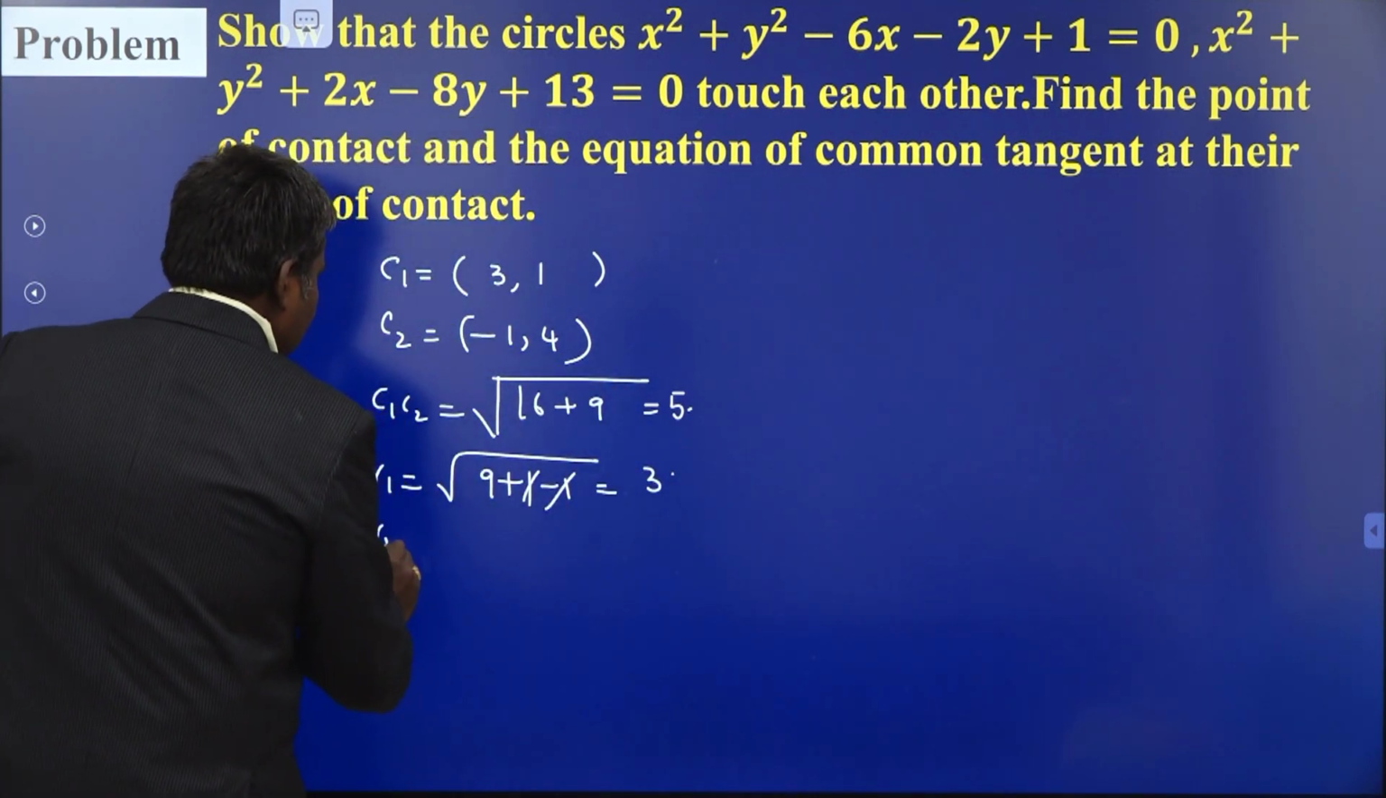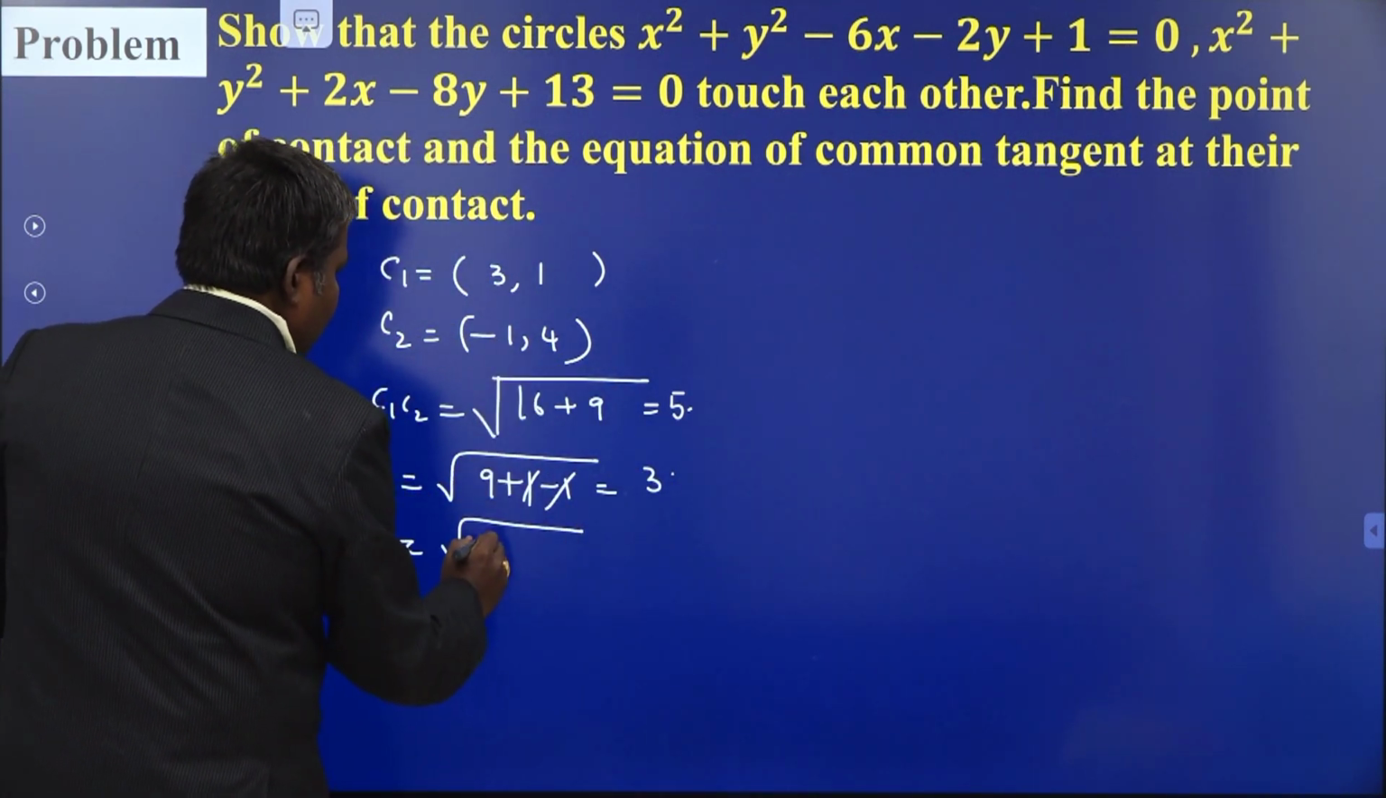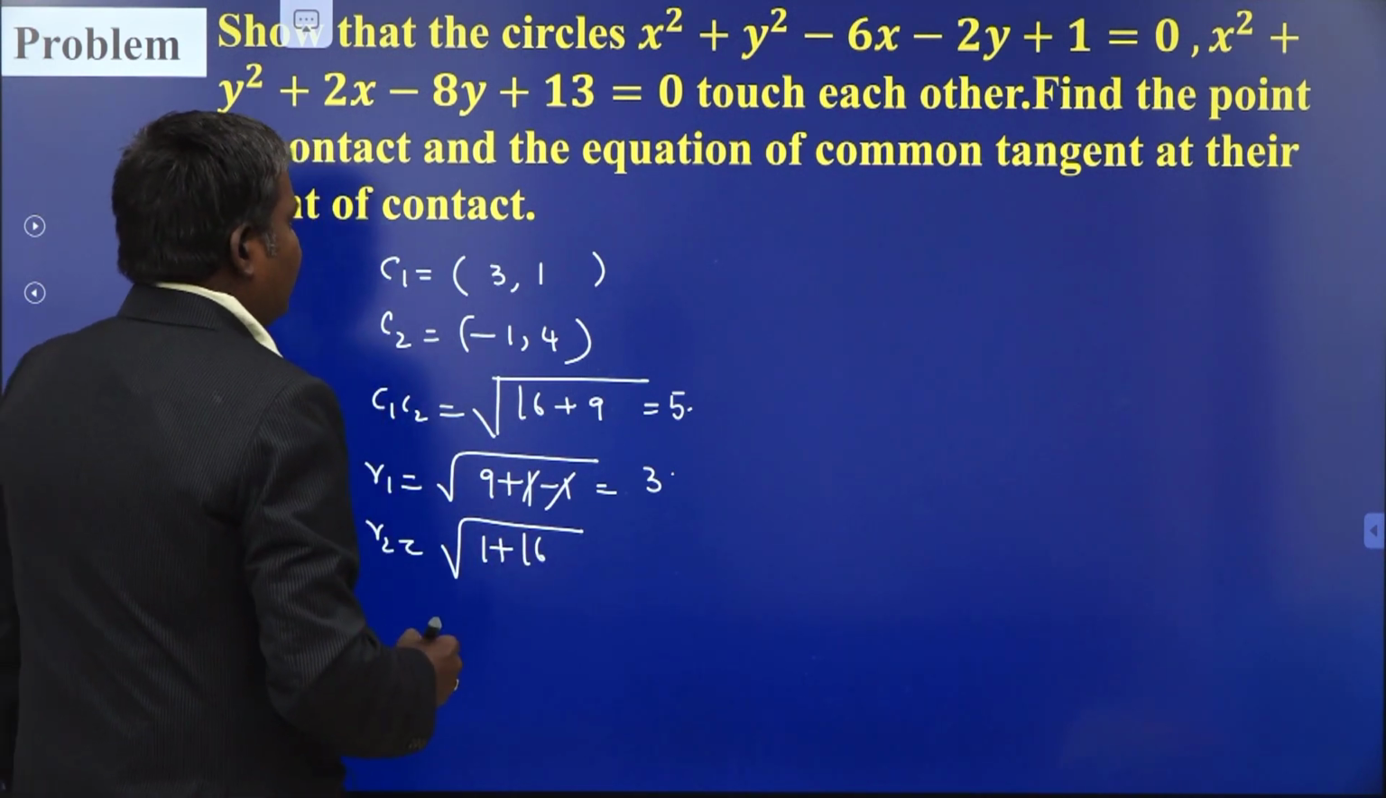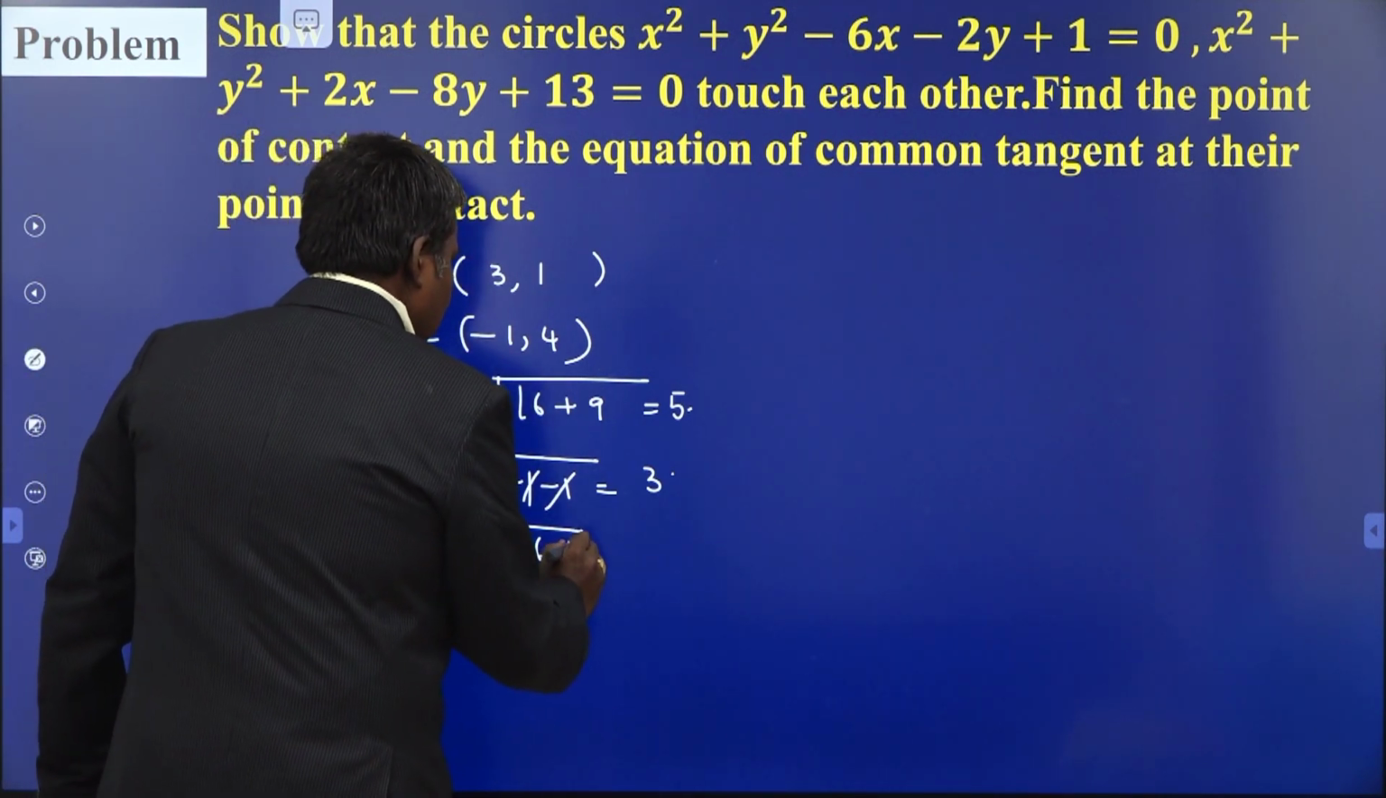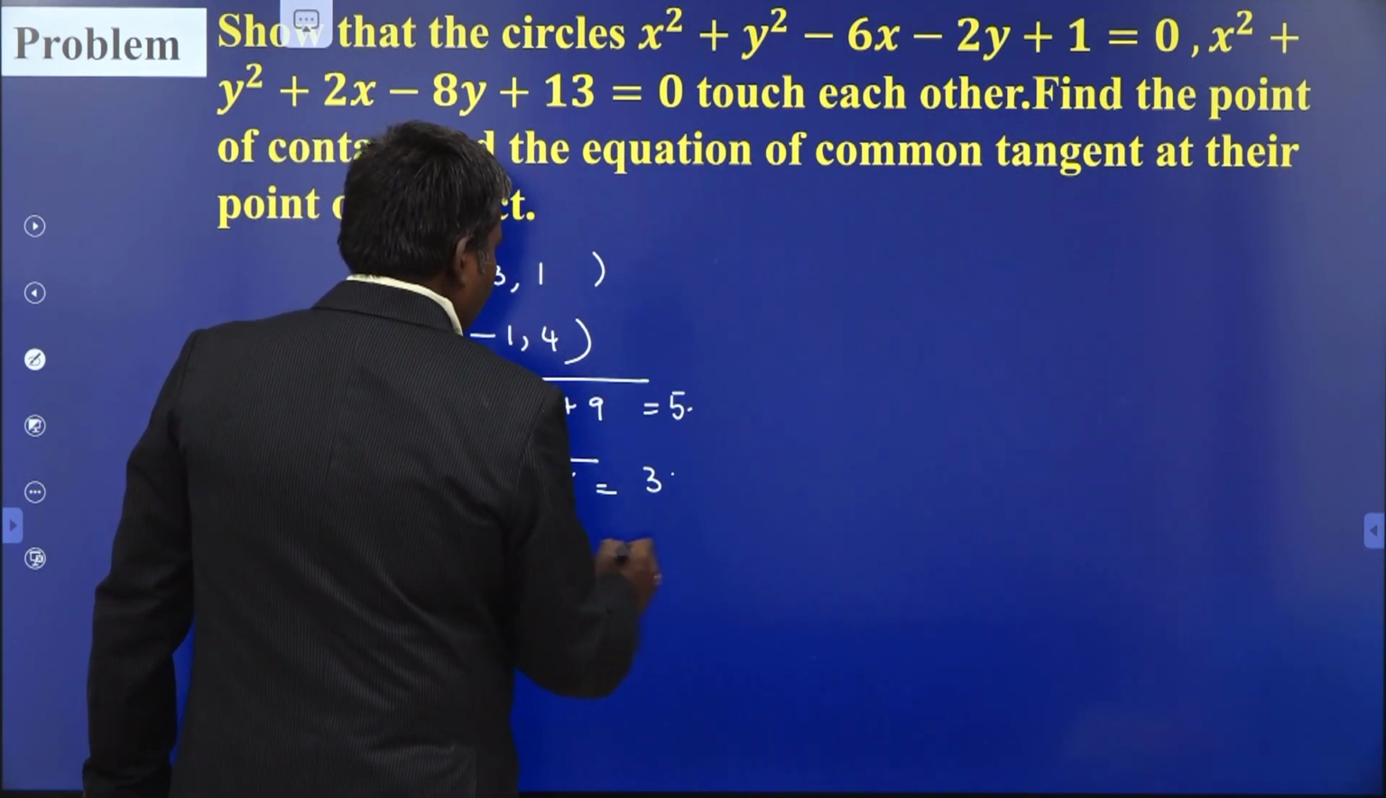What is the radius of the second circle? Root of g square plus f square minus c: 1 plus 16 minus 13. That is 3 plus 1, 4. Root 4 is nothing but 2.